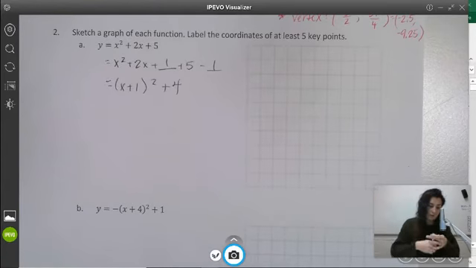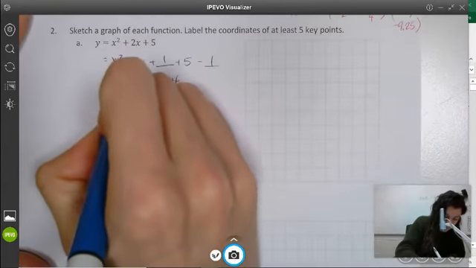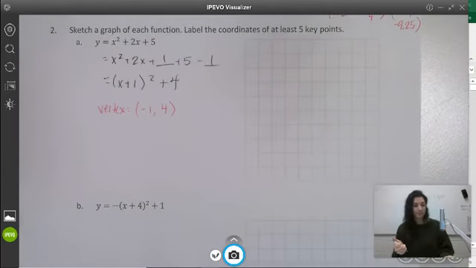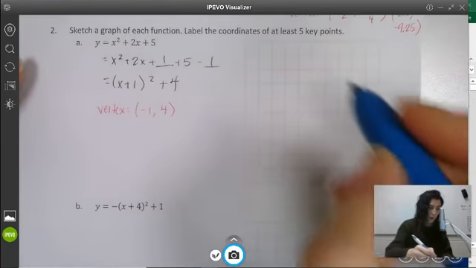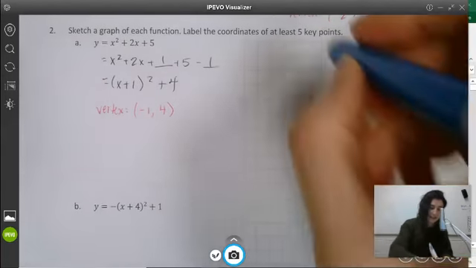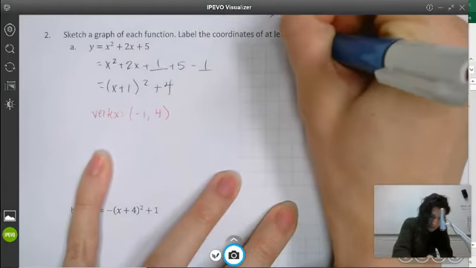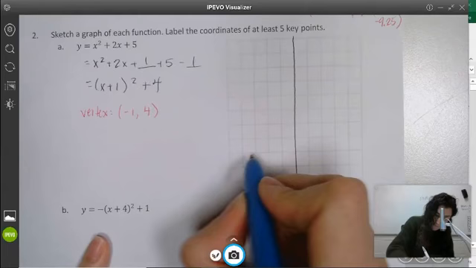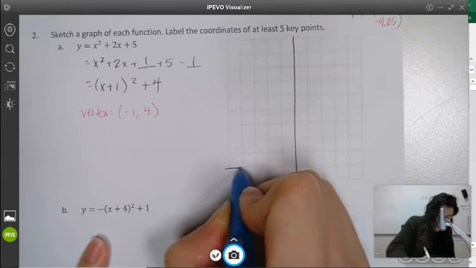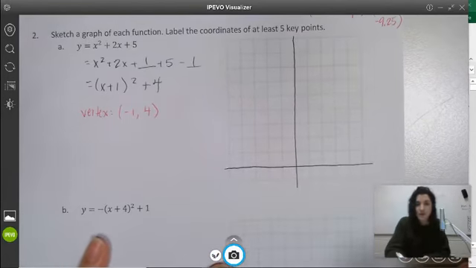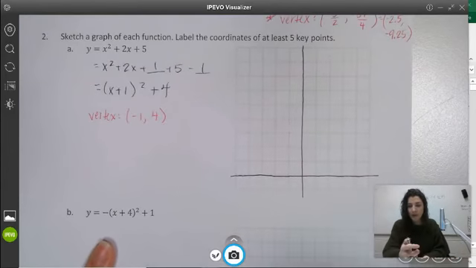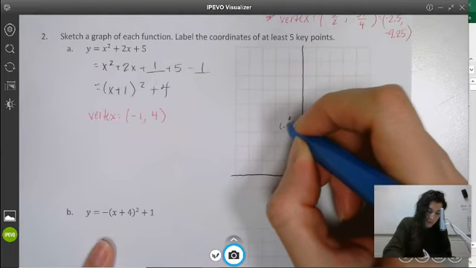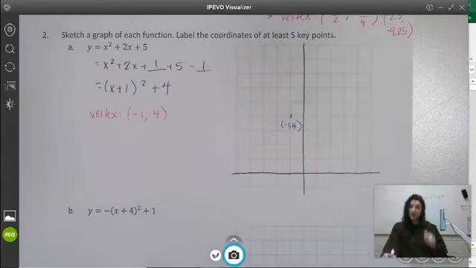Which means that our vertex is -1, positive 4. So holding on to that, I'm going to draw, I can't find my ruler, so I'm doing this without one, please forgive me. I'm going to draw my x-axis way down here. Okay. Vertex at -1, 4. That's one of our key points.